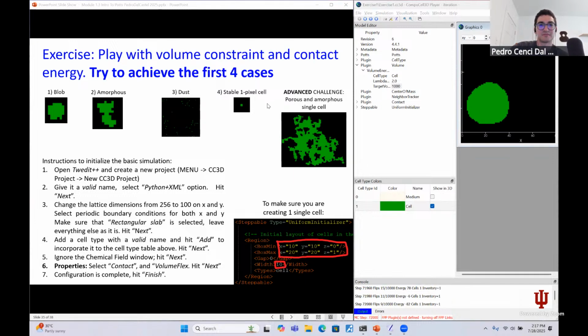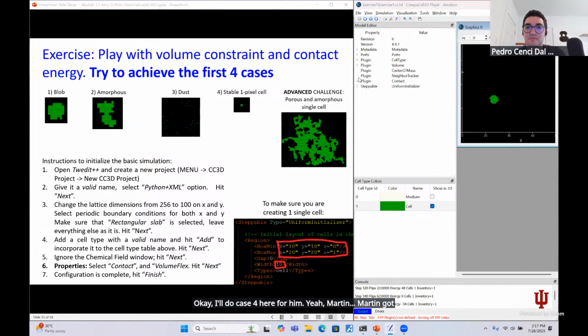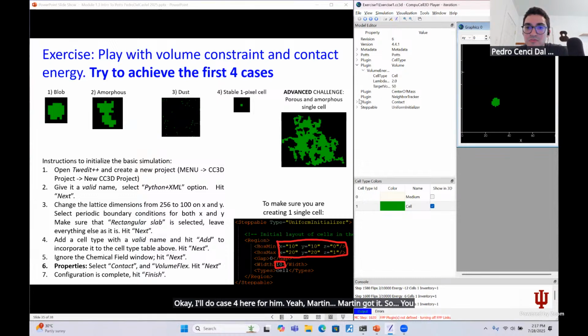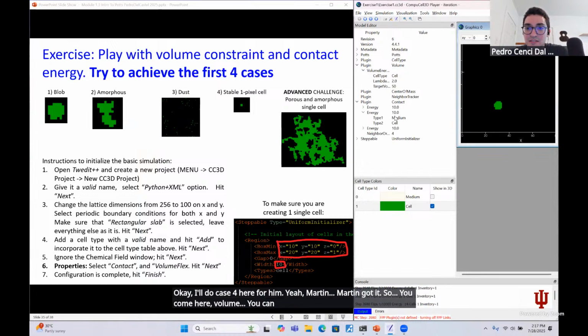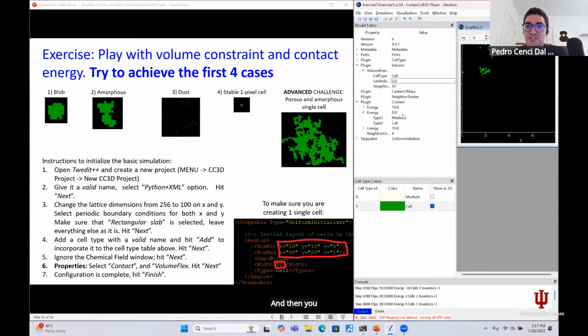Who got fourth case? Okay, I'll do case 4 here for you. Yeah, Martin got it. So you come here, volume, you can even set the cell medium contact to 0, it doesn't matter. And then you increase the lambda volume a lot.